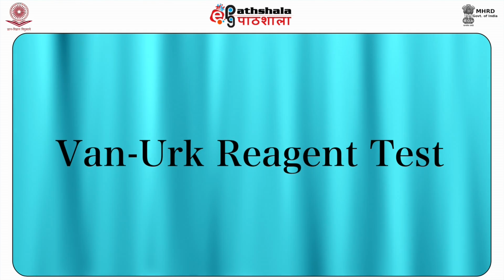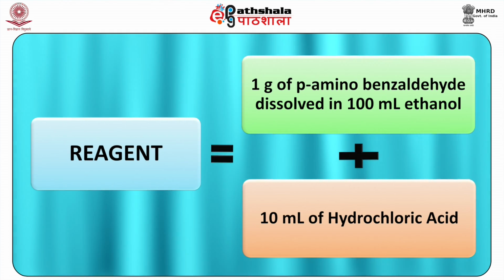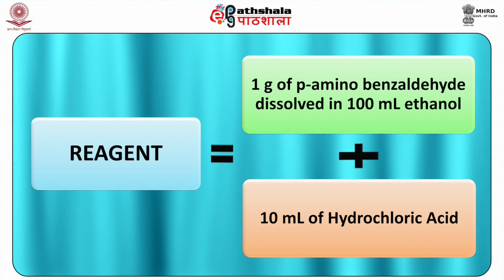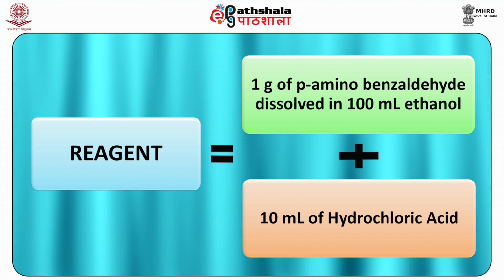Van Urk reagent test. Preparation of reagent. 1 gram of para-dimethylaminobenzaldehyde is dissolved in 100 ml of ethanol and 10 ml of hydrochloric acid is added. To the dried residue of the extract, 1 drop of the reagent is added. A green color changing to blue is observed.